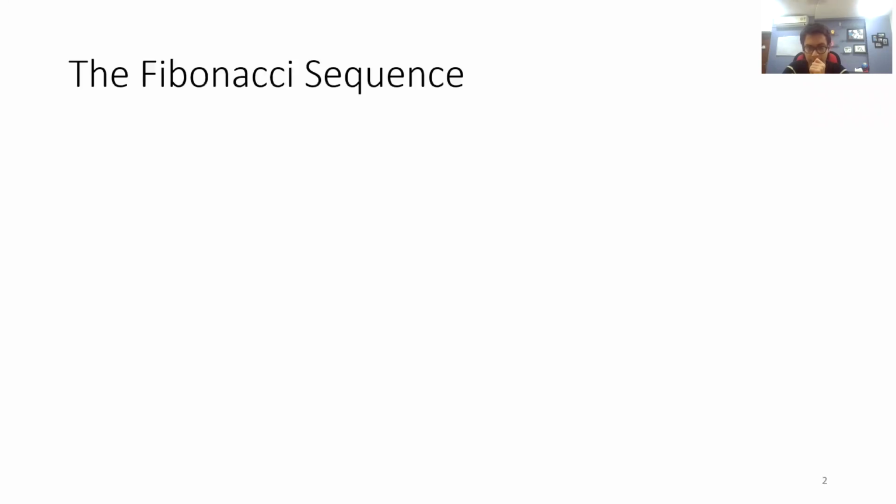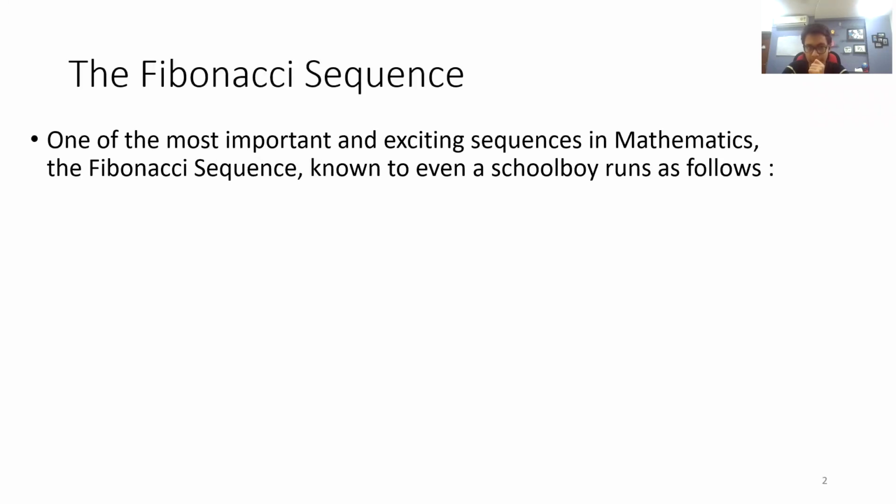Just as a refresher, what is the Fibonacci sequence? One of the most important and exciting sequences in mathematics, the Fibonacci sequence, surely known to any schoolboy, runs as follows: 0, 1, 1, 2, 3, 5, 8, 13, 21, 34, 55, 89, 144, and so on. Fun fact: 1 and 144 are the only perfect squares in the Fibonacci sequence.